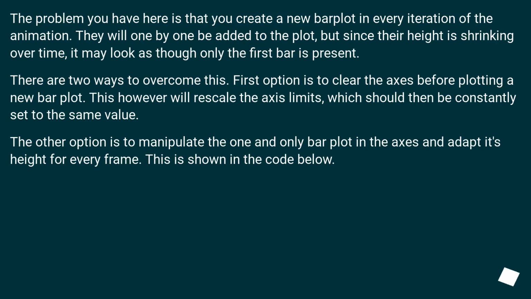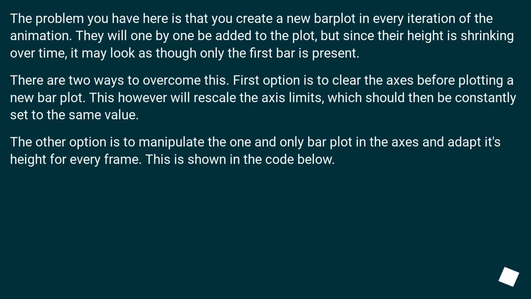The problem you have here is that you create a new bar plot in every iteration of the animation. They will one by one be added to the plot, but since their height is shrinking over time, it may look as though only the first bar is present. There are two ways to overcome this.